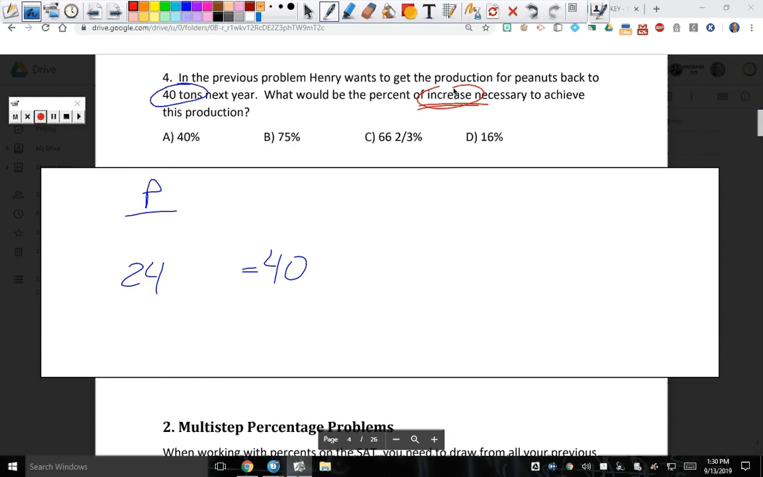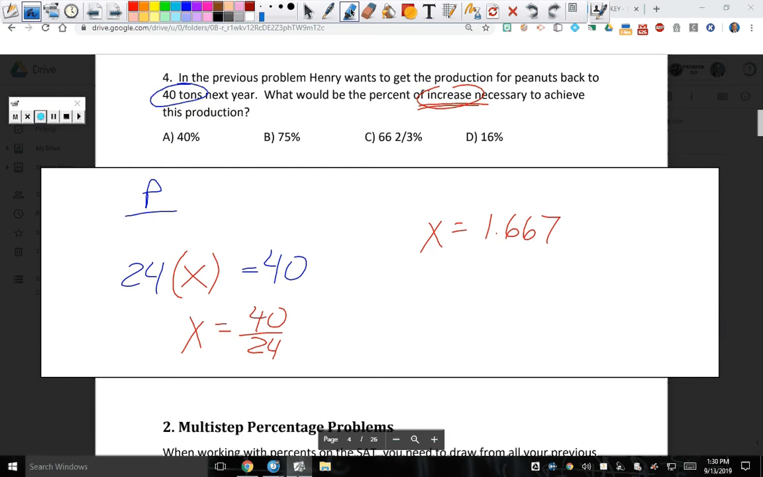Okay, go ahead, Jackson. 40 over 24 minus 1. Yep. So here we go. 24 times some kind of change would get us to 40. So we could find that change and do 40 divided by 24, and we get this.